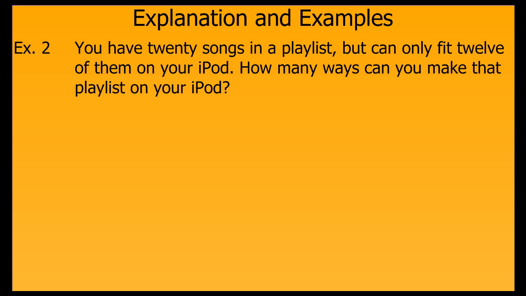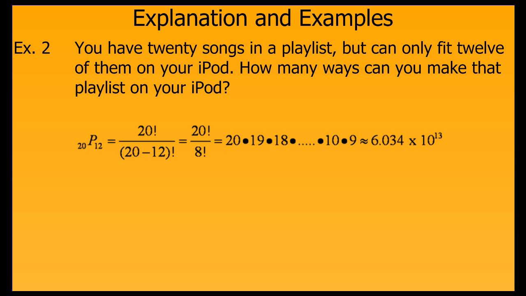Let's look at another example. Let's say you have 20 songs in a playlist but can only fit 12 of them on your iPod. How many different ways can you make that playlist on your iPod? Well, that would be 20 choose 12, which is 20 factorial over 20 minus 12, or 8 factorial. When you work that out, that works out to be over 6 times 10 to the 13 different ways.